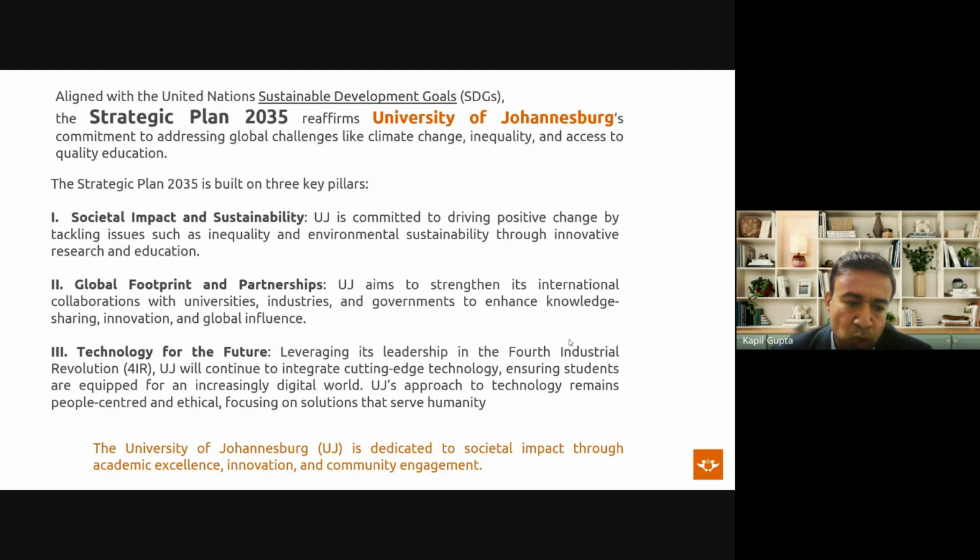The second pillar is global footprint and partnerships. Our university aims to strengthen its international collaboration with universities, institutes, organizations and governments to enhance knowledge sharing, innovation, and global influence. And the third pillar is technology for the future. We believe in leveraging our leadership in the 4th industrial revolution, where we continue to integrate cutting-edge technologies like 3D printing, ensuring students are equipped for an increasingly digital world. Our approach to technology remains people-centered and ethical, which is focused on solutions that serve humanity.